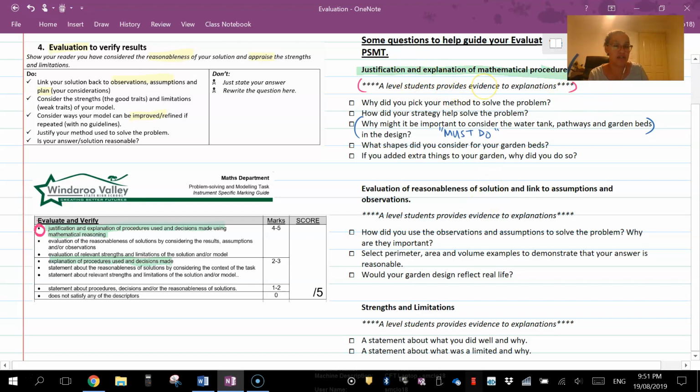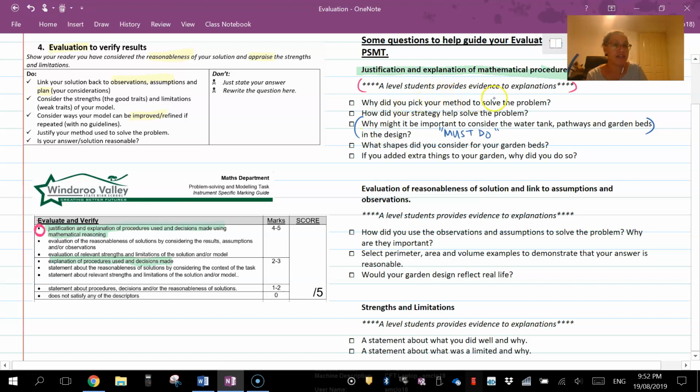So your mathematical procedures is that you're going to be using, like, what shapes did you consider? I considered this shape. The area of that was because the area was easy to calculate using this formula, length times width equals blah, blah, blah. So that's something that you might do if you added extra things. So again, these are just like starting questions that might help you write this section here. So you can use it as a sentence starter.